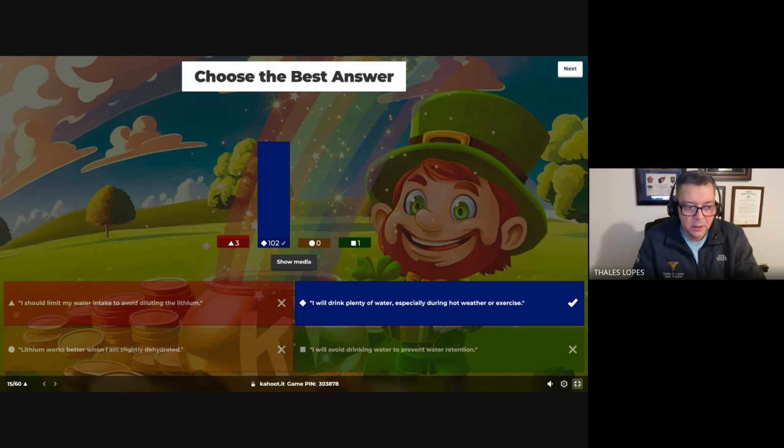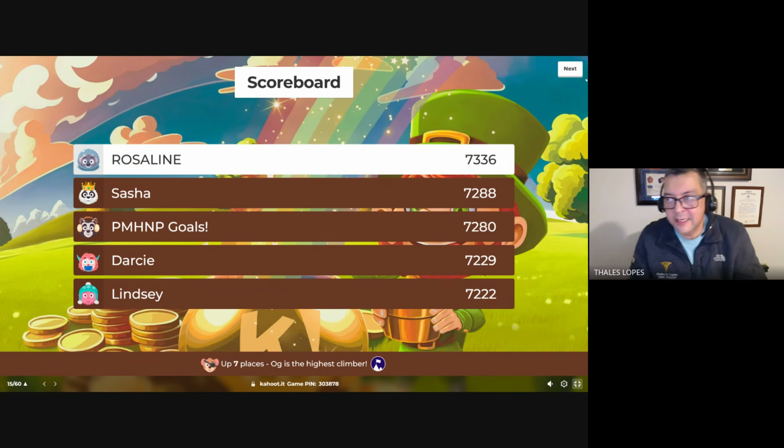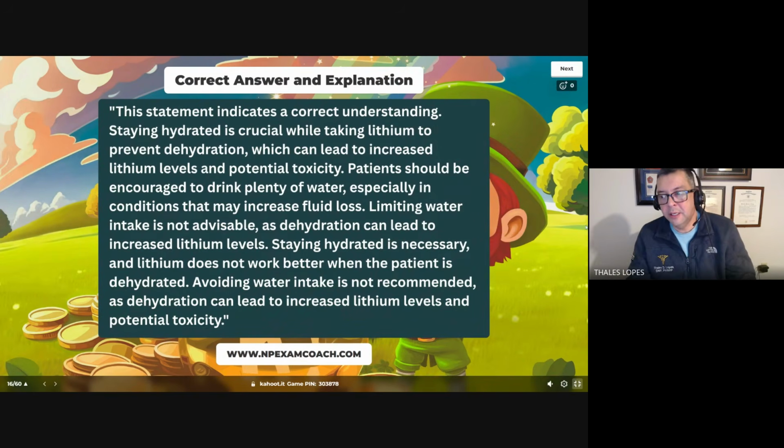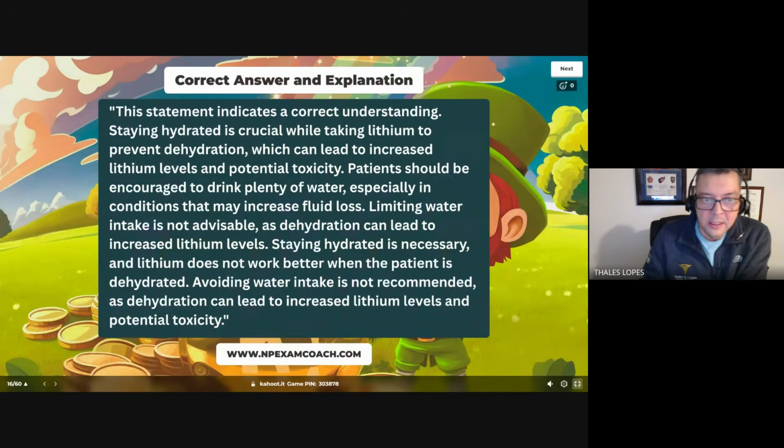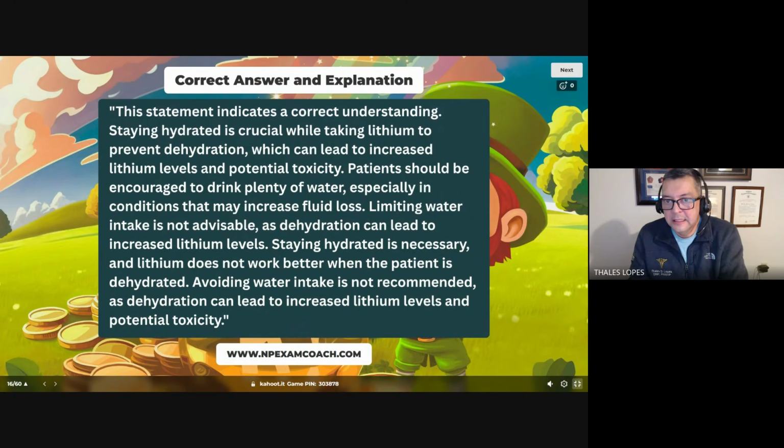Close to 100%. I should limit my water intake to avoid diluting the lithium. That would be a mistake. They should have plenty of water. Obviously, anything in excess, too much of it, would not be ideal, but it's a lot worse if they are dehydrated. So staying hydrated is something that the board is looking for. Why is it so important about lithium and dehydration or lithium and hyponatremia?